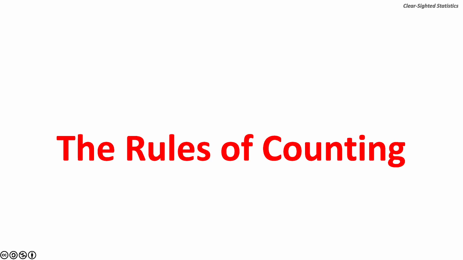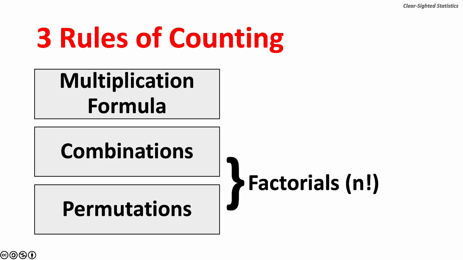Let's turn to the rules of counting. There are 3 rules of counting. The first is the multiplication formula, which must not be confused with either the special or general rules of multiplication. The second is combinations, and the third is permutations. Both combinations and permutations use factorial numbers. Factorial numbers include an exclamation mark.